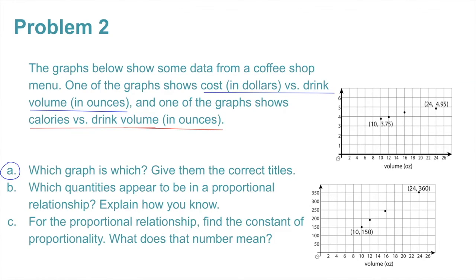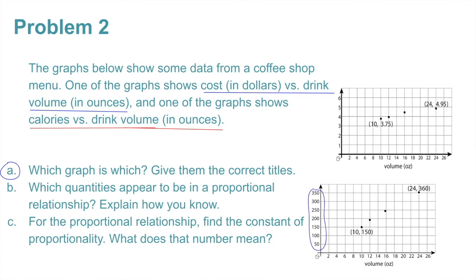Number 2. The graphs below show some data from a coffee shop menu. One of the graphs shows cost in dollars versus drink volume in ounces, and one of the graphs shows calories versus drink volume in ounces. A. Which graph is which? Give them the correct titles.